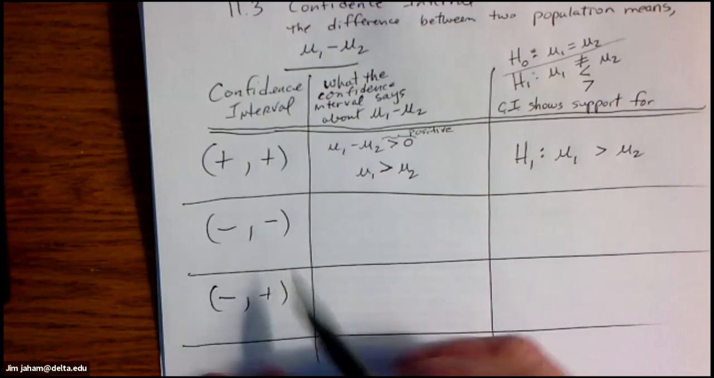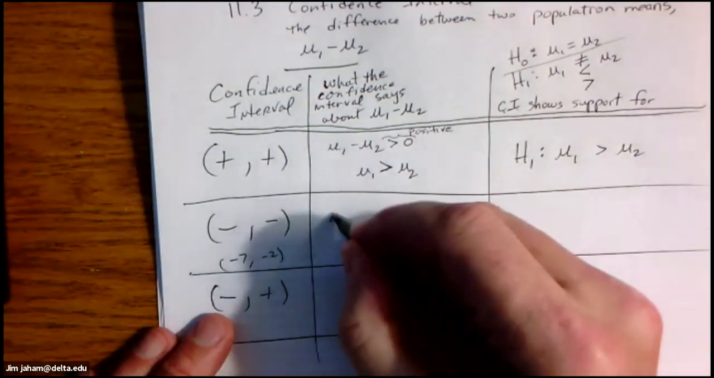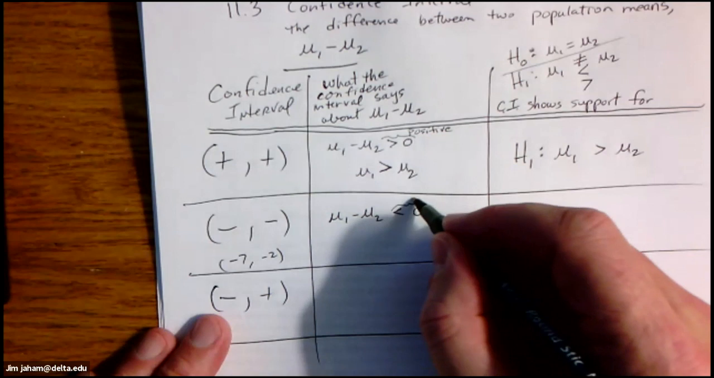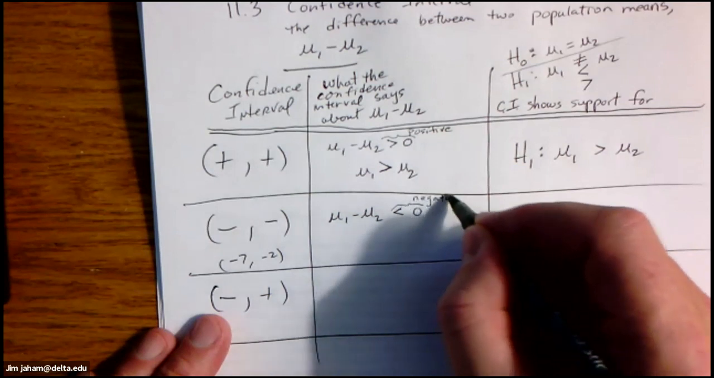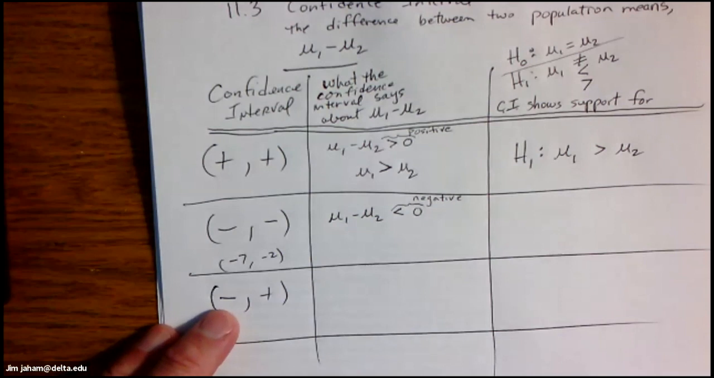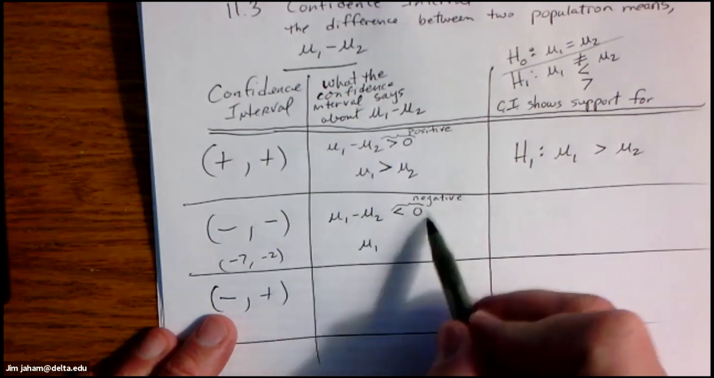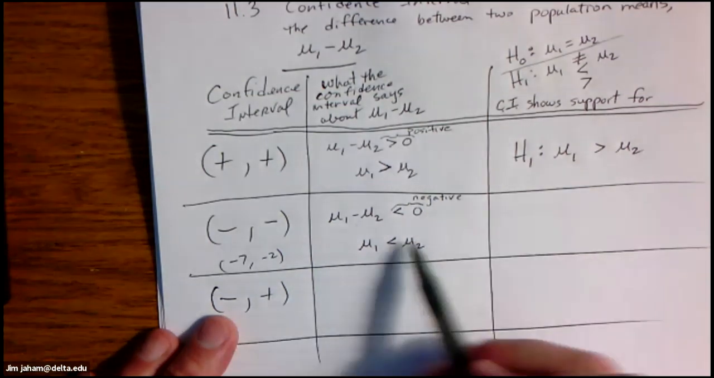If the confidence interval is all negative, both of these numbers are negative, -7, -2, something like that, then since every number in this interval is negative, we're saying mu1 minus mu2 is less than 0. Again, that's the mathematical way to say negative. Anything less than 0 is going to be a negative number. If we add mu2 to both sides of this inequality, we get mu1 less than mu2. And the only place that hypothesis would appear is in the alternative as well.